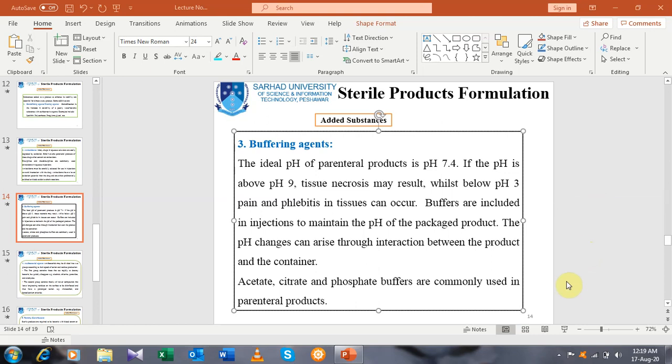It is evident from the discussion that the buffering agent is very essential for the formulation of these sterile products, because a pH above 9 results in tissue necrosis, and a pH below 3 results in pain and phlebitis in tissues if the pH is not maintained. That's why buffering agents are added. Examples of buffering agents include acetate, citrate, and phosphate buffers, which are commonly used in parenteral product formulation.